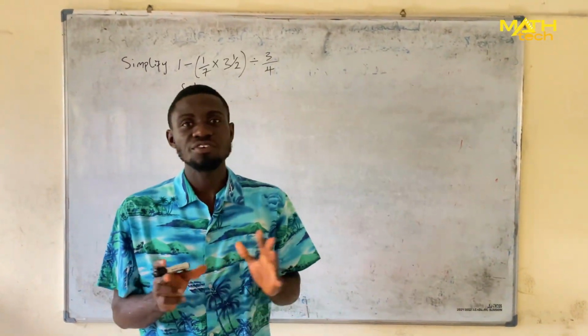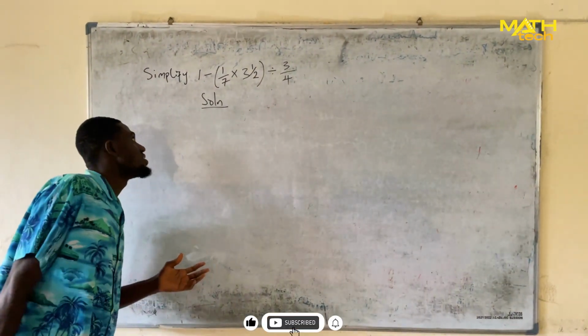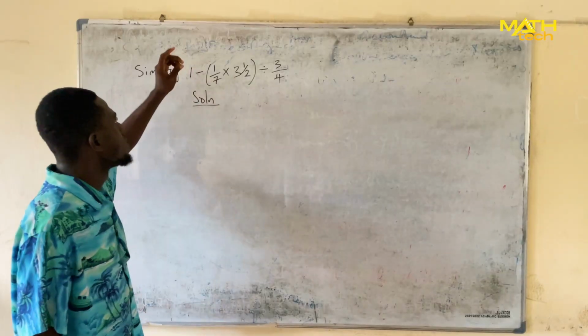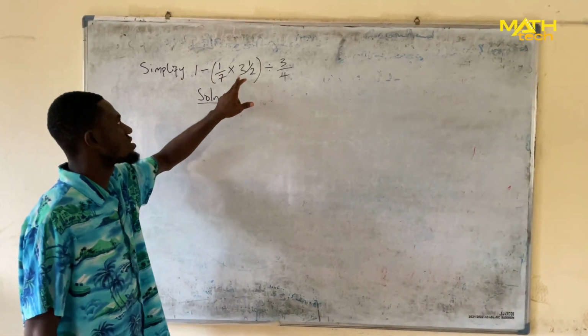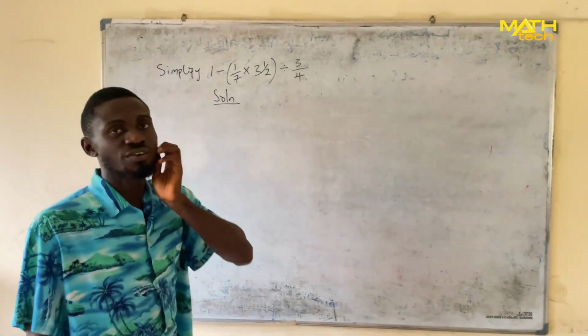So today we'll be solving a very simple question under fraction. Now we are asked to simplify 1 minus brackets 1 over 7 times 3 whole number 1 over 2, bracket close, divided by 3 all over 4.